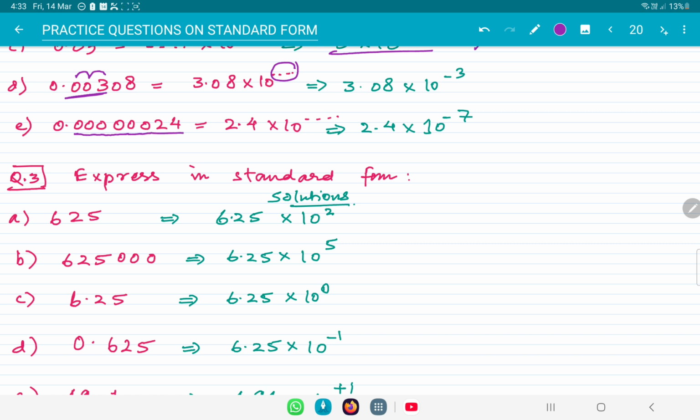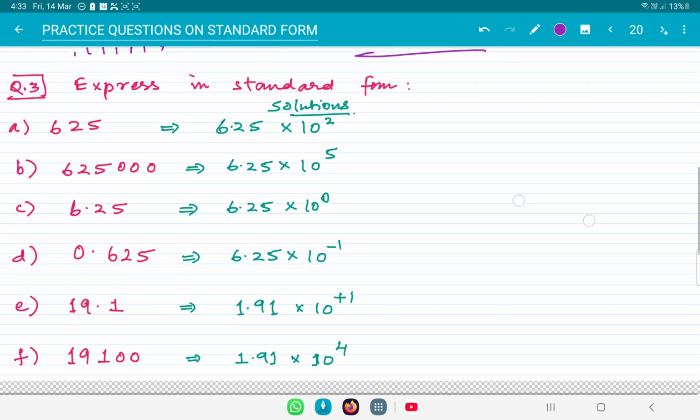Next is 0.000000024, which can be written as 2.4 into 10 raised to the power how many? You have to write what power will come. See here, we are moving from left to right, and left to right means the power will be negative. Clear? And how many steps? 1, 2, 3, 4, 5, 6, 7. So we will write here 2.4 into 10 raised to the power minus 7. Clear? Now see the next question.